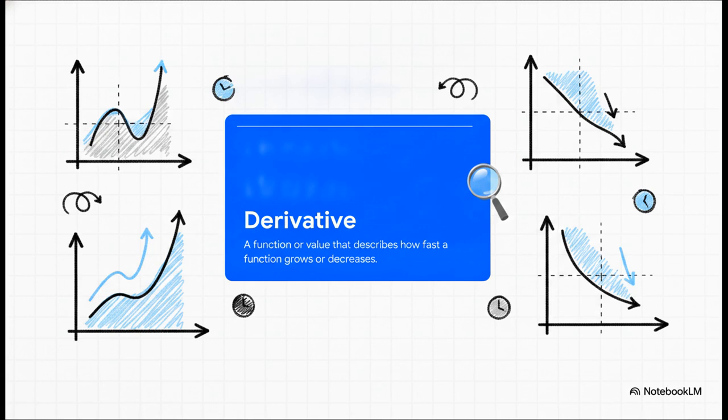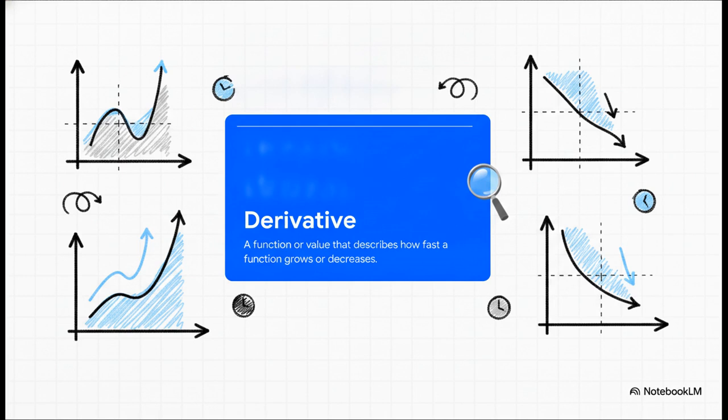In machine learning, we are completely obsessed with how things change. And that leads us straight to the derivative. A derivative is just a way to describe how fast a function is growing or decreasing. It measures the speed and the direction of that change. Positive derivative, the function is going up.